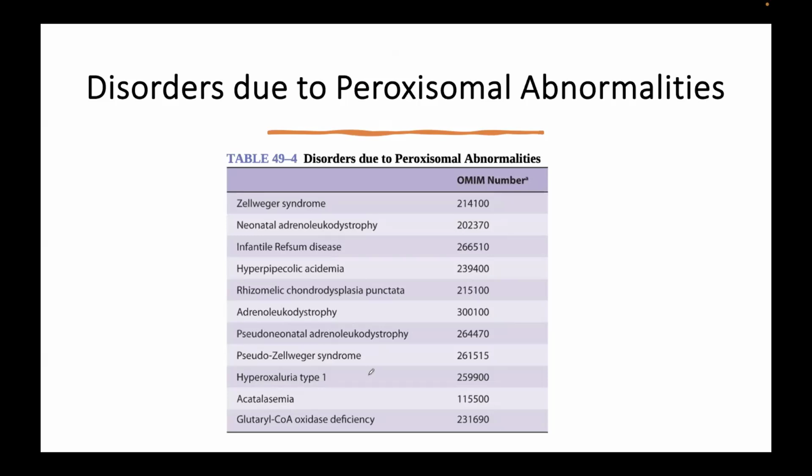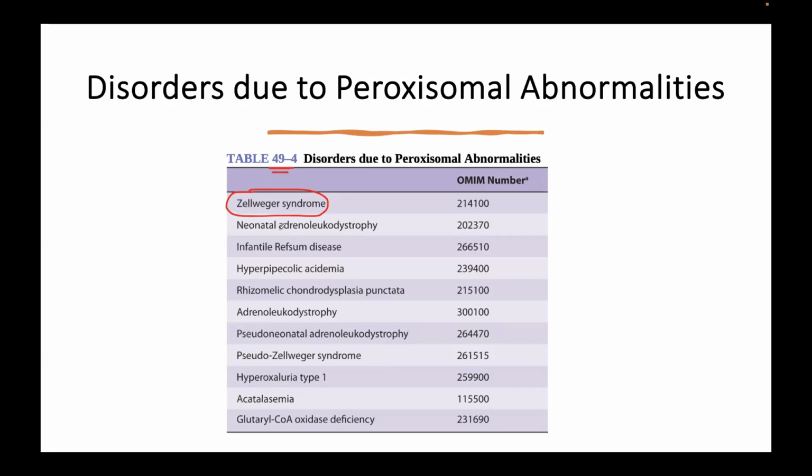These are the disorders of peroxisomal abnormalities. If you notice, this is chapter 49, way in the back of the book. So first is Zellweger syndrome. What is the problem in Zellweger syndrome? Is it short chain or very long chain fatty acids? What is the problem in Zellweger? In Zellweger, you need to quantify it has to be very long chain fatty acids.